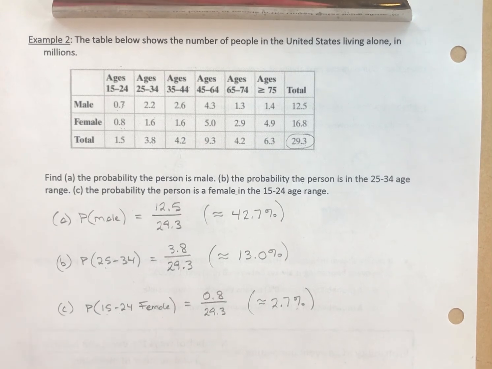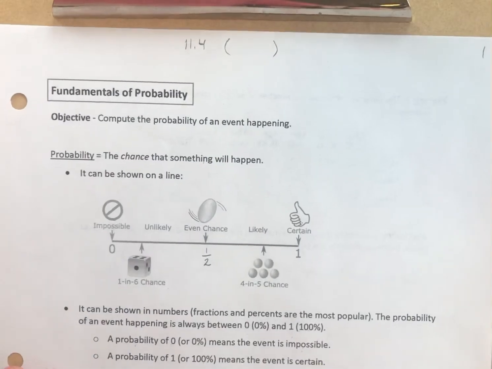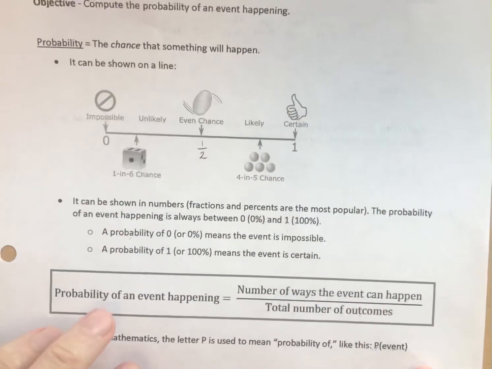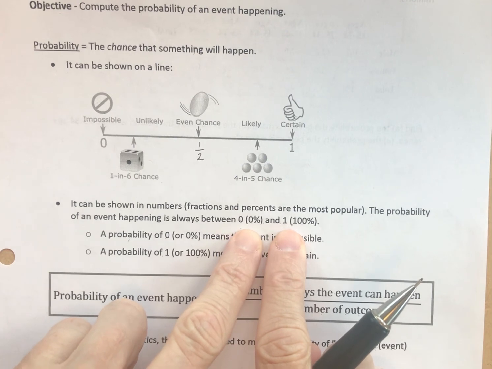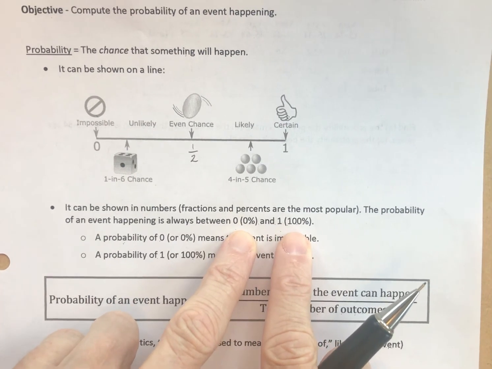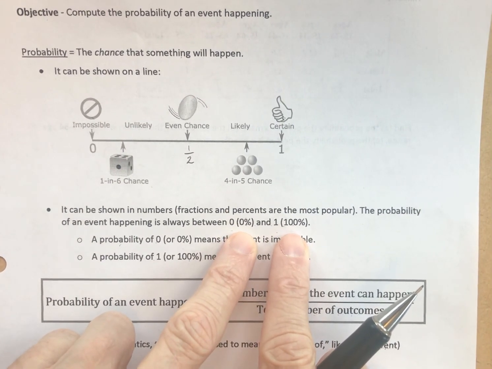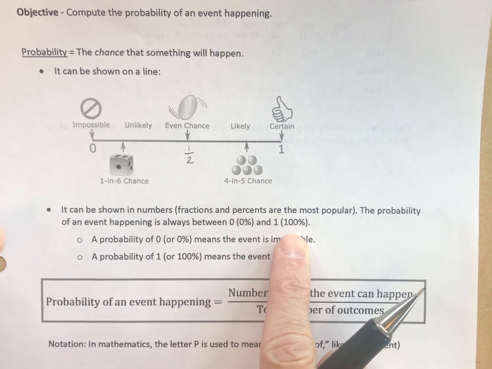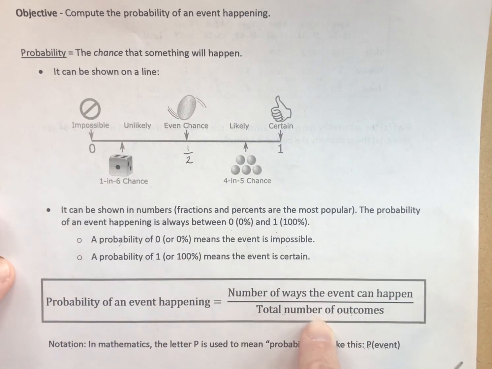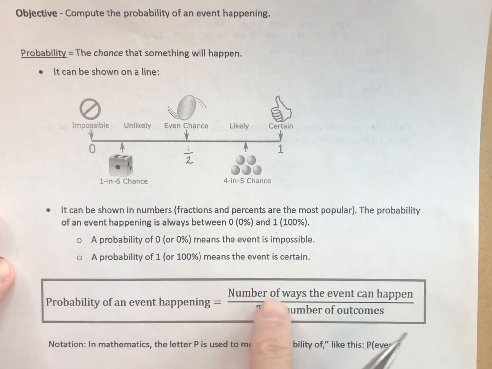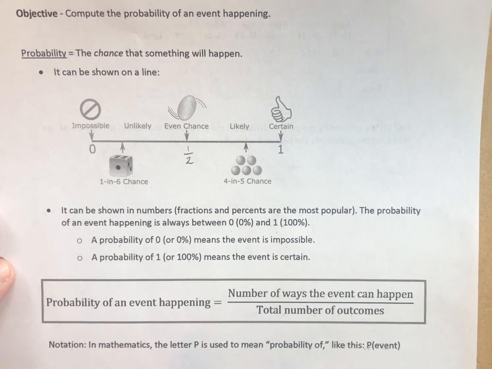So there you go, probability. Again, primary focus on the fact that probability is always going to be between 0 and 1, or between 0% and 100%. As a fraction, it will always be a proper fraction. And then here's what we're looking to do. The denominator is the total number of outcomes. The numerator is the number of ways what you're looking for can happen.